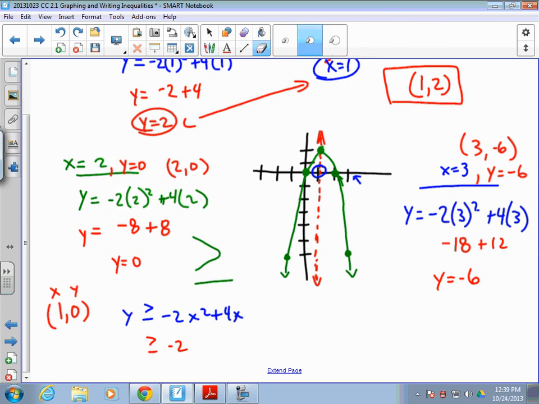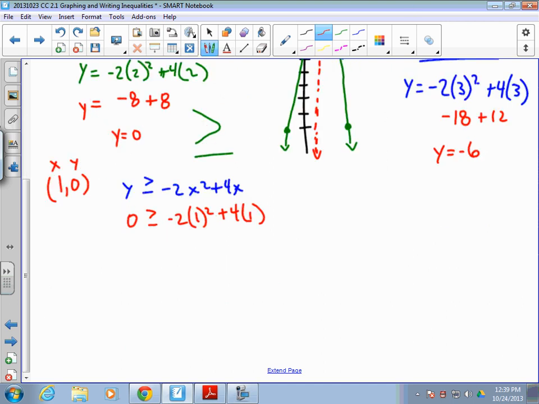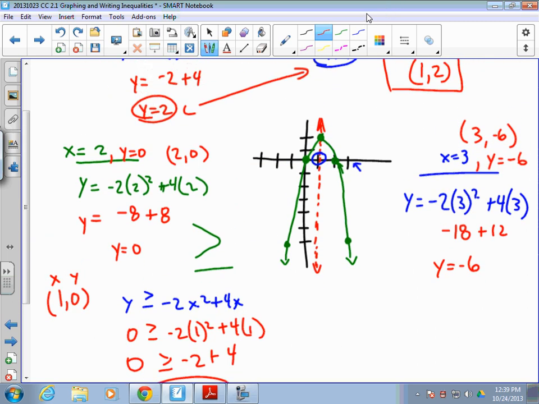In place of y, we'll plug in 0 is greater than or equal to negative 2 times 1 squared plus 4 times 1. 1 squared is 1. 1 times negative 2 is negative 2. 4 times 1 is plus 4. So 0 is greater than or equal to 2 is what you have to check for truth value. That is not true. 0 is not greater than or equal to 2. So that means everything inside is going to be wrong, which means you have to shade everything outside of the parabola.